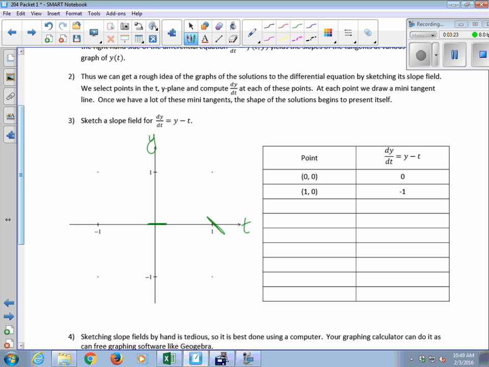Okay, so then I'm just going to pick some other integer points. Maybe (1, 1). y minus t gives 0, so I have a flat tangent line at the point (1, 1). At (0, 1), y minus t gives you 1, so we've got a slope of 1 right here. At (-1, 0), 0 minus negative 1 is 1, so at (-1, 0) I put a tangent with a slope of 1.